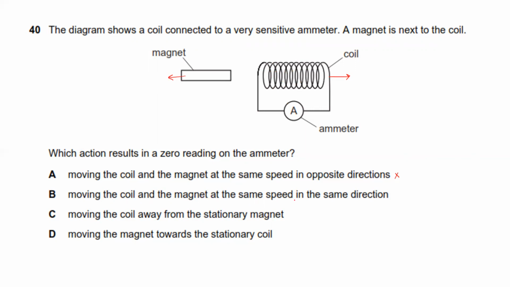Moving coil and magnet at same speed in the same direction, so both are moving in the same direction, technically there is no rate of change of magnetic flux across these coils. So there is no reading on the ammeter. Moving the coil away from the stationary magnet, there will be a rate of change of flux across these coils, so this will give the ammeter some reading. Moving the magnet towards the coil will cause a rate of change of flux, and that will cause some reading on the ammeter. So answer B is the best choice we have in this case.